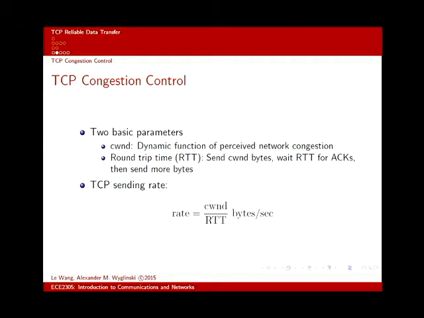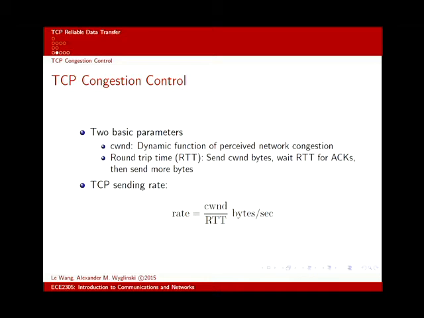So what happens is you have two parameters. You have C window, and this is your window size for your congestion control. And RTT is round trip time. This is actually a really important value, like with ping.